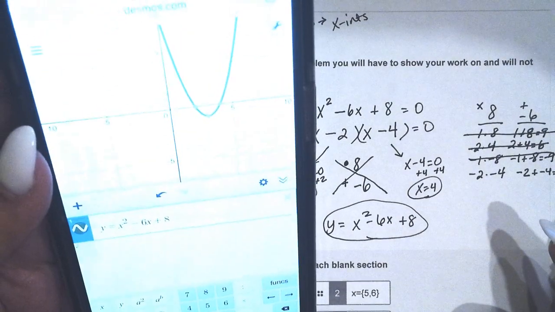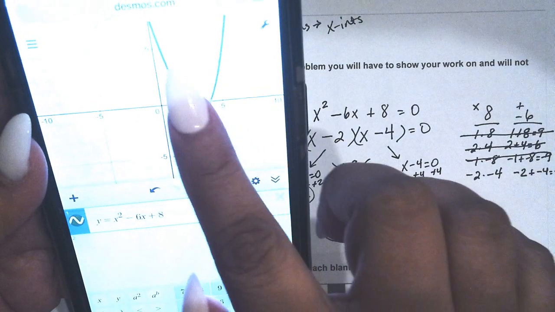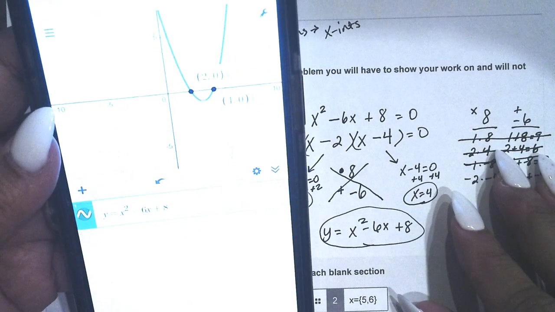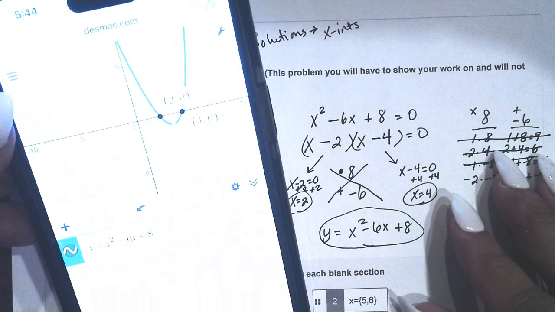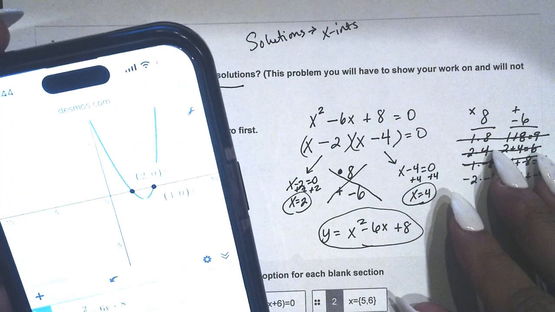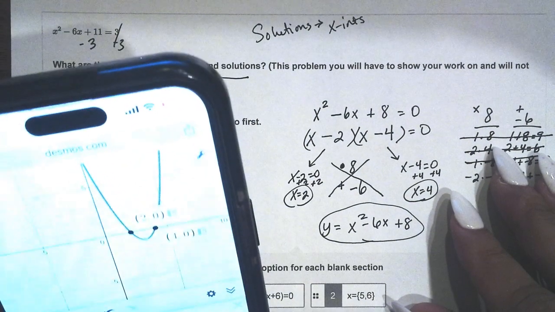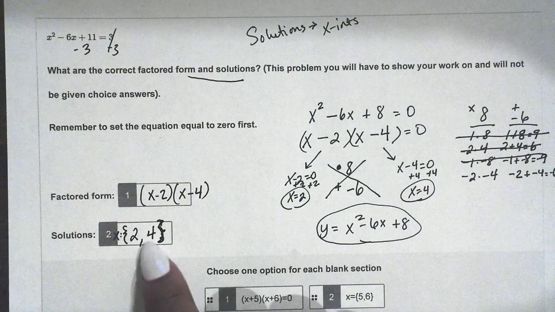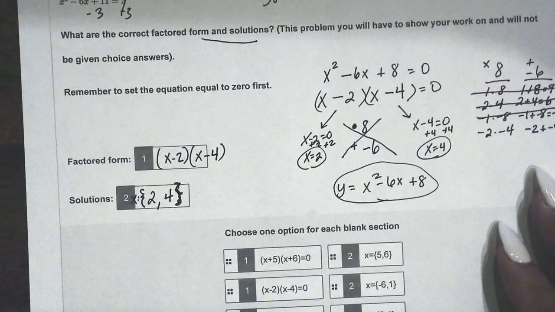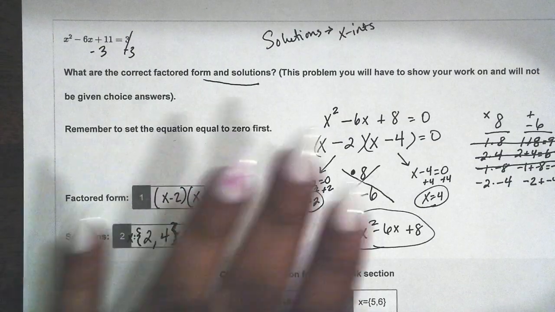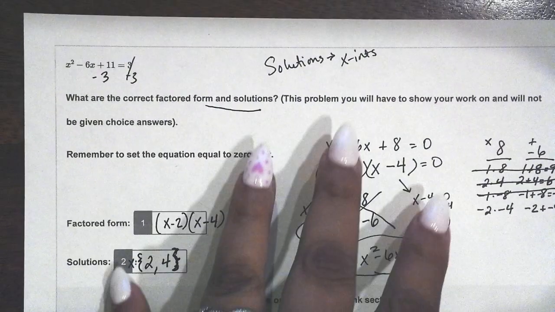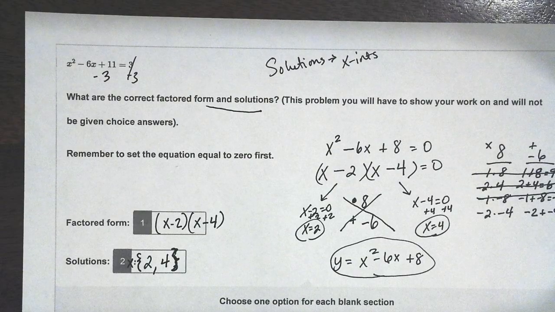Alright, so here it is. Here's the Desmos that I have here. If I click on here and here and here, there are my x-intercepts. I don't know if you can see that, but it is (2, 0) and (4, 0). So that is correct, 2 and 4. Good deal. So if you do not know how to do it this way, don't worry about it. It'll give you a 90, but you should be able to know how to do the rest of the quiz.